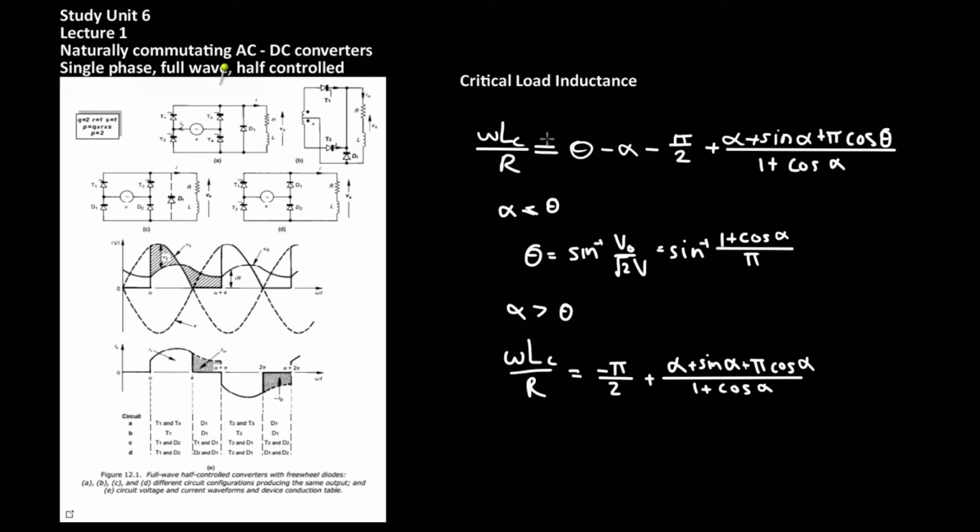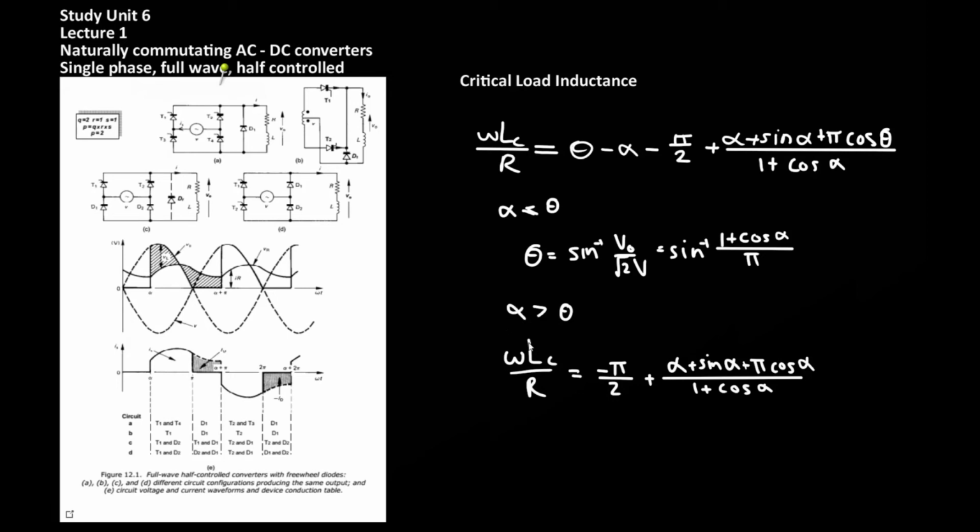So a generalized form of the critical inductance is critical inductance multiplied by the frequency divided by the load resistance is equal to the conduction angle minus the delay angle minus pi over 2 plus this value over here. This expression over here relates the two angles to each other. So for alpha less than theta, this whole term will simplify to simply arcsine times 1 plus cos alpha over pi. So to get the critical inductance, this value for theta needs to be worked out, substituted back into here, and then for whatever the delay angle alpha is, the critical inductance can be determined.